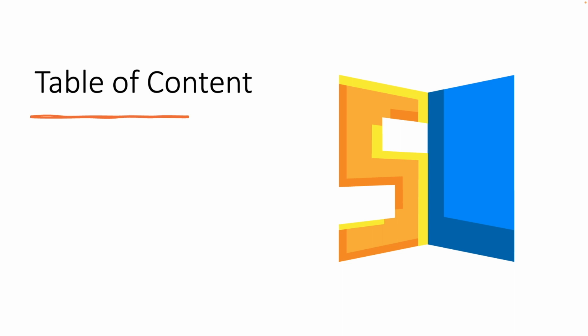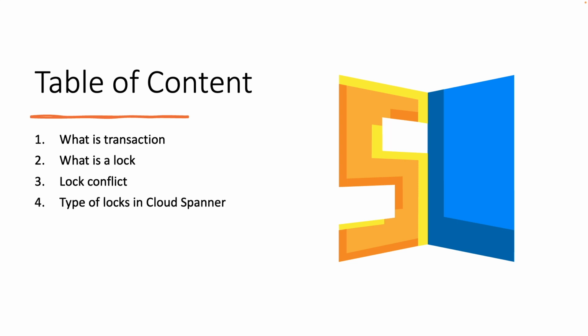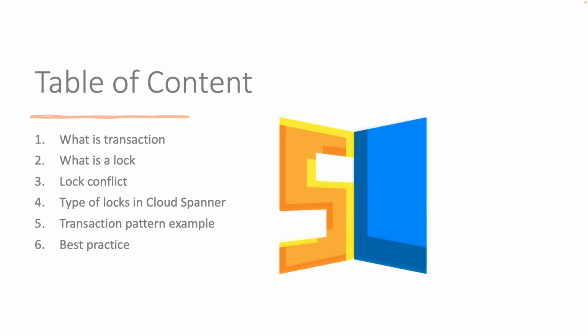I'm going to start by explaining database transactions. Then we will touch on the concept of transaction lock. We will investigate how Cloud Spanner resolves a lock conflict. After that, we will see the types of locks in Cloud Spanner. We will see a common transaction pattern example. And finally, we will wrap up with some best practices.